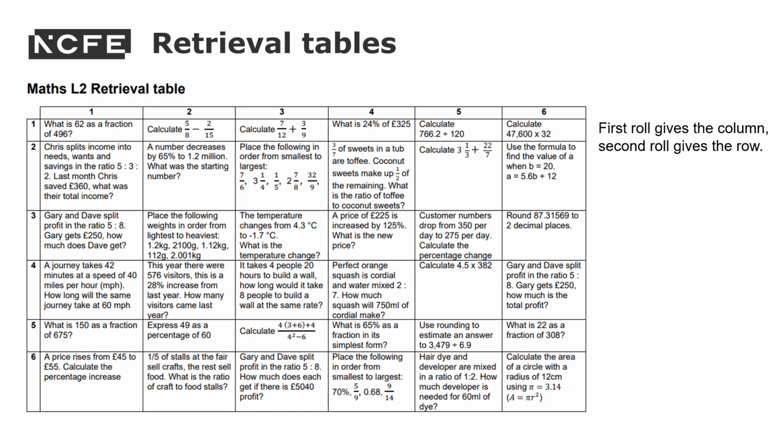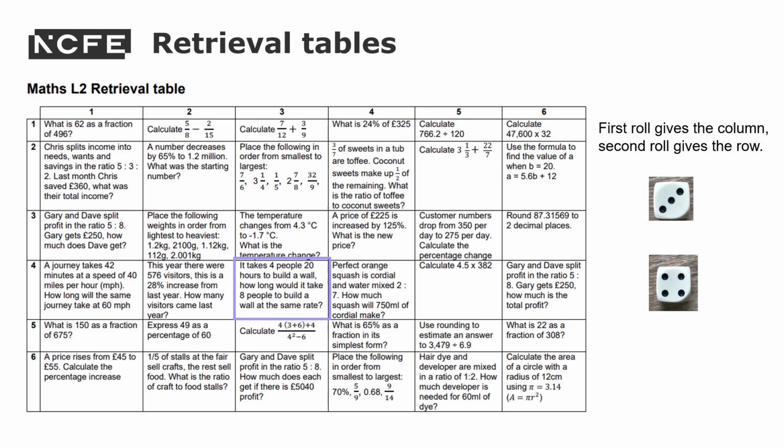The way a retrieval table works is you get a pair of dice. Ideally, if you've got face-to-face learners, then you will pair them up and give them a couple of dice. The first roll gives the column and then the second roll gives the row. We are reinforcing our knowledge of coordinates here by going across and then down. So for example, here we've got 3, 4. So the question is, it takes 4 people 20 hours to build a wall. How long would it take 8 people to build a wall at the same rate?